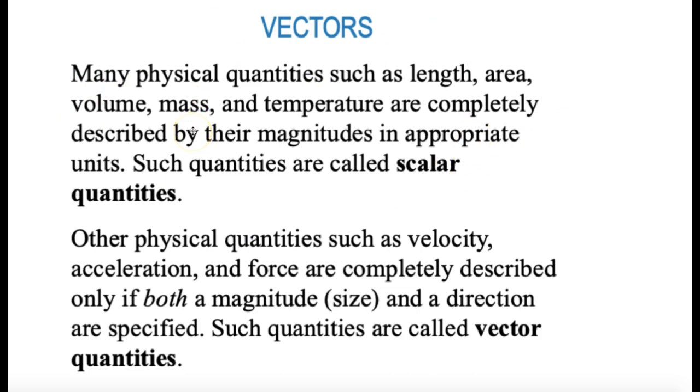Lots of physical quantities, such as length, area, volume, mass, temperature, we can completely describe them by a numerical value, by their magnitude. Length, 5 feet, area, 23 square inches, temperature, 76 degrees Fahrenheit. These are called scalar quantities. Other quantities are only completely described if we have both a size and a direction. Velocity, force, acceleration. These we use vectors to describe.